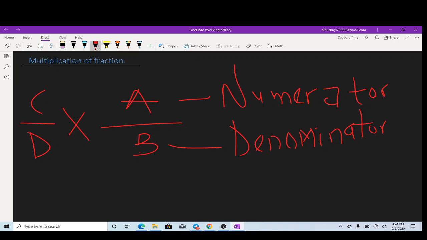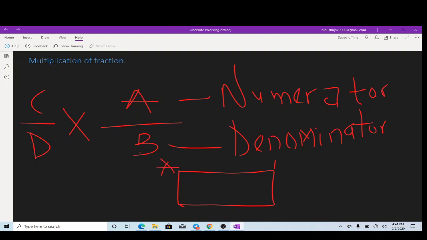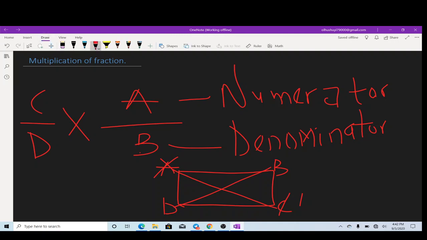Now there's something we call cross-cancelling. If you have a shape like this, permit me to draw a rectangle. This is A, this is B, this is C, this is D. This is the diagonal. So in multiplication, you can cut each other diagonally. You can say something divides this and something divides this. You can do the same thing here. It can only be done diagonally. You cannot do it to D and C, and you cannot do it to A and B. They are both numerators, and these are both denominators.